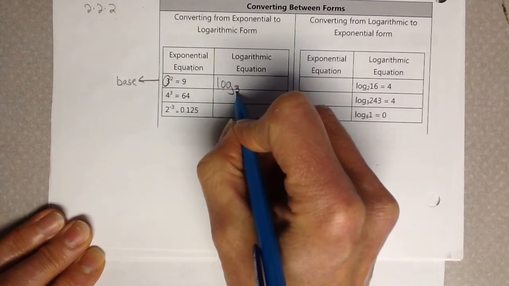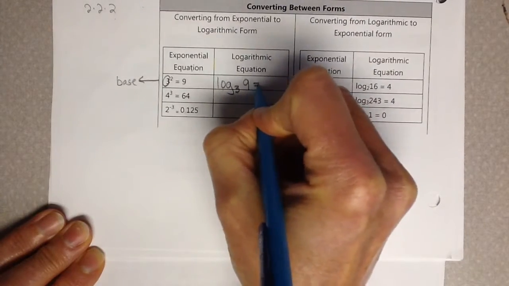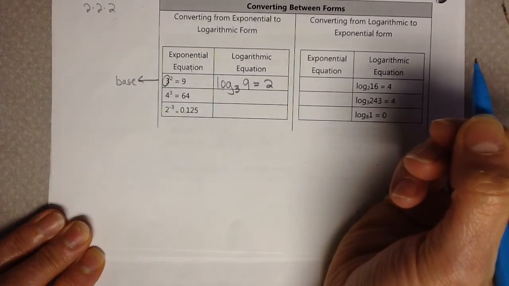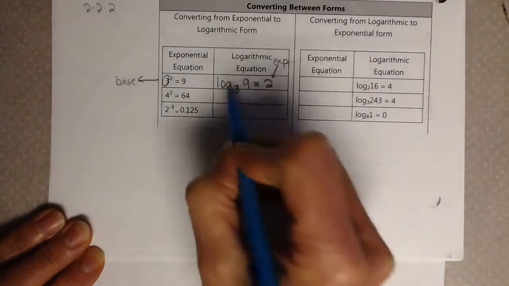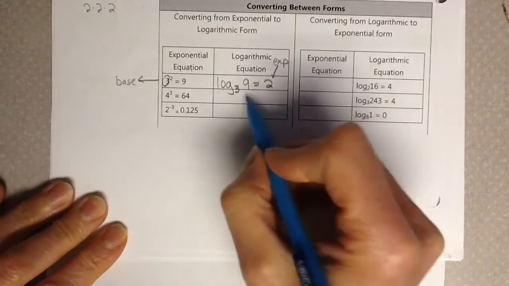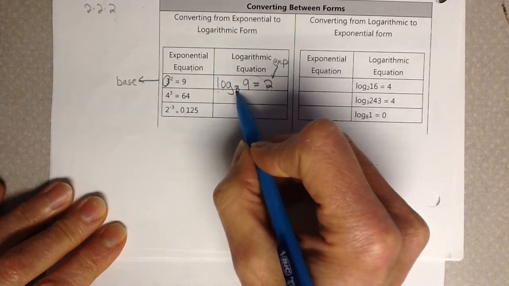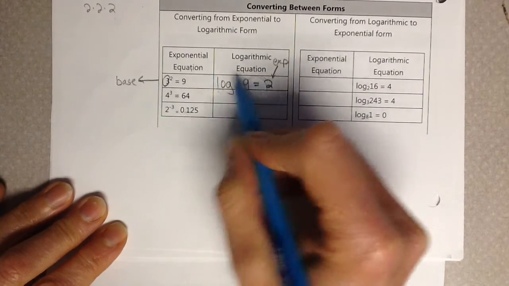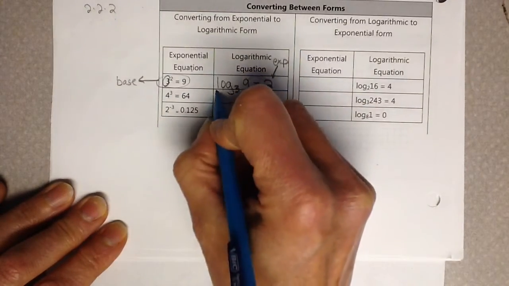Log base 3 of 9 equals 2. So the exponent is always on the side by itself because the logarithm equals the exponent. Now we can check this by going left, right, left. So we go the base raised to the power equals the number, which is what we get right here. All right, so let's do that again.